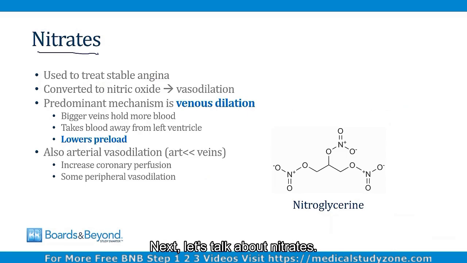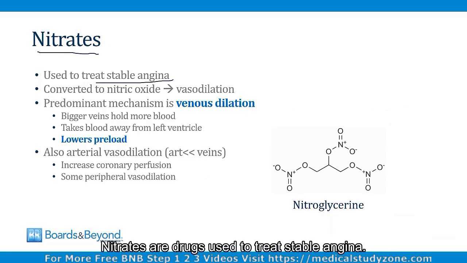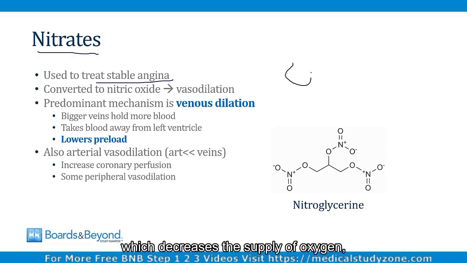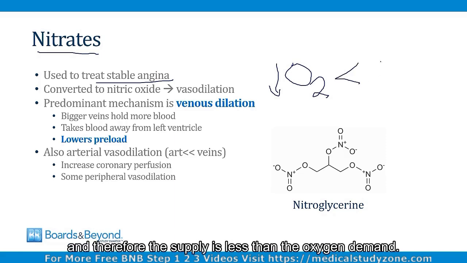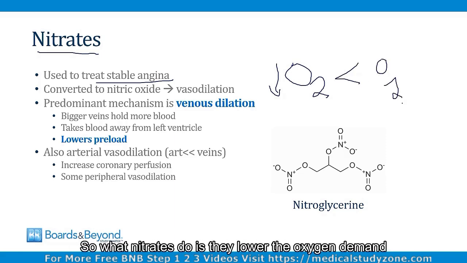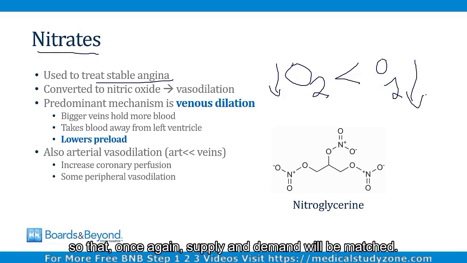Next, let's talk about nitrates. Nitrates are drugs used to treat stable angina. Remember, in patients with stable angina, there is a narrowing of a coronary artery which decreases the supply of oxygen. So there's a decreased supply, and therefore the supply is less than the oxygen demand. So what nitrates do is they lower the oxygen demand so that once again supply and demand will be matched.